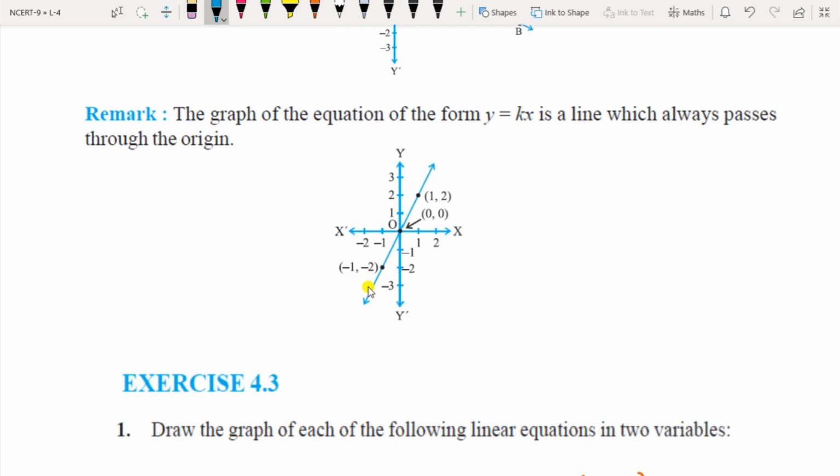Now, in exercise 4.1 and 4.2, we obtained the solutions of linear equations in two variables algebraically. Now, in this exercise, we are going to represent them on the graph paper, that is the Cartesian plane. So let us start with exercise 4.3.